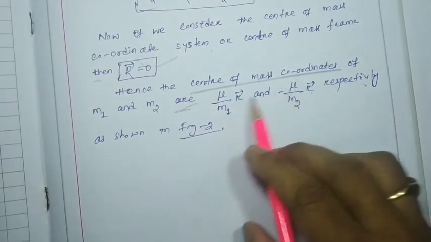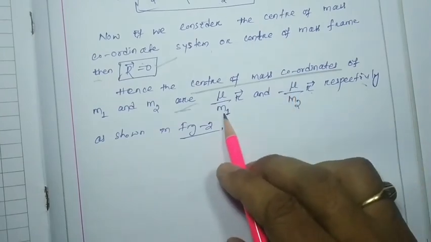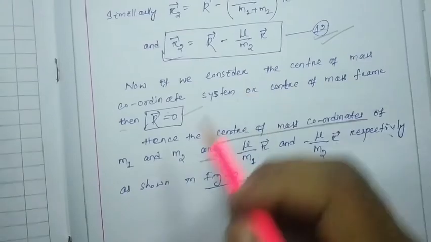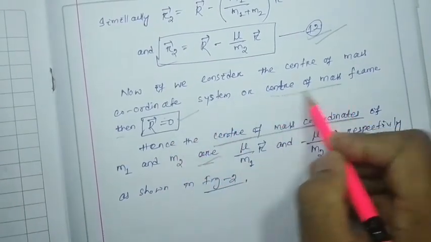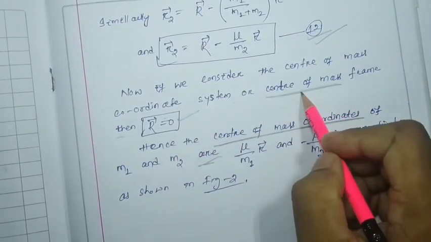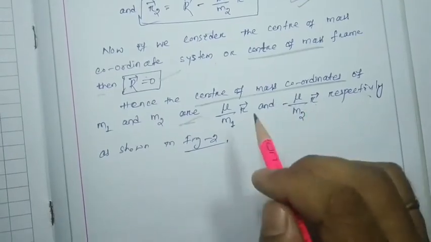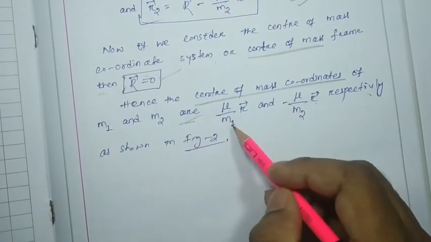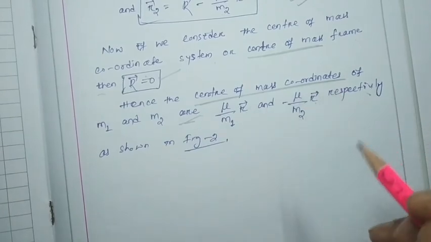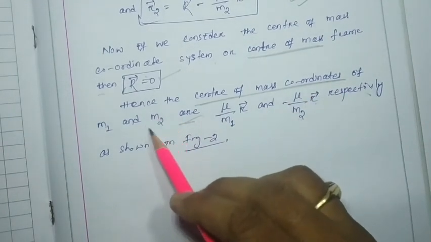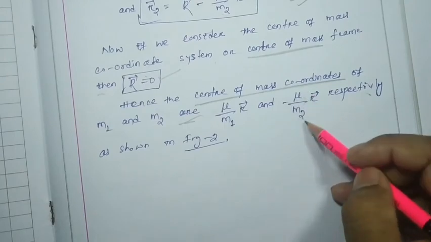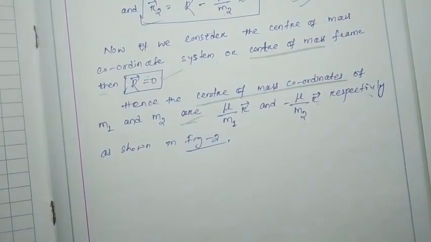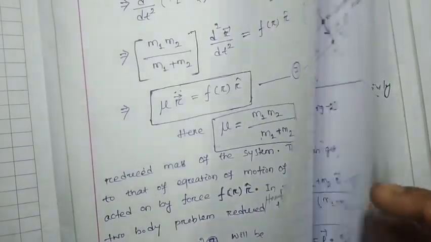These are mu by m1 r and minus mu by m2 r, the position vectors of masses m1 and m2 whenever we consider the center of mass as the origin. So from the center of mass, the position vector of mass m1 will be mu by m1 r, and the position vector of mass m2 is minus mu by m2 r. Okay, so we have to stop our discussion here.